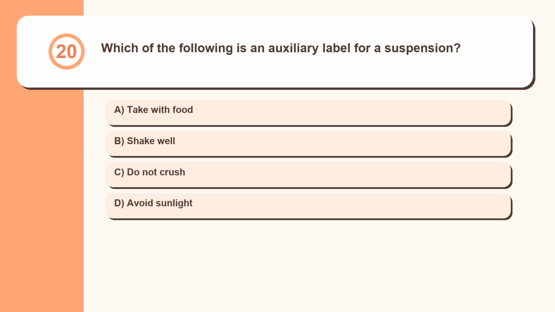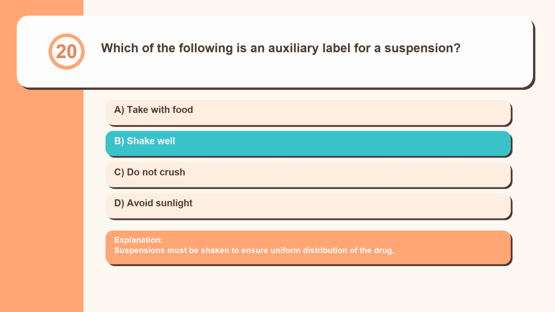Question 20. Which of the following is an auxiliary label for a suspension? Take with food, shake well, do not crush, avoid sunlight. Suspensions must be shaken to ensure uniform distribution of the drug.